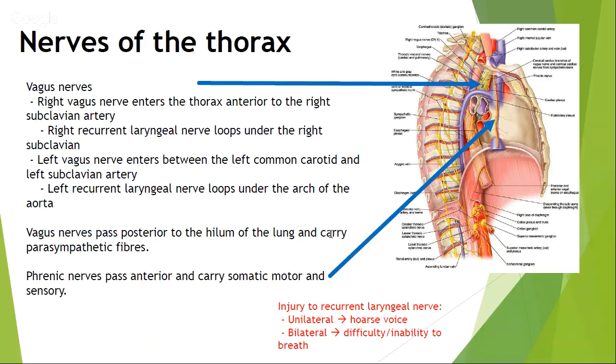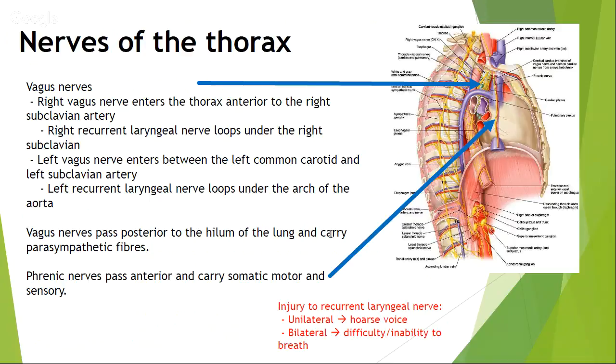Key nerves of the thorax are the vagus and phrenic nerves. The vagus nerves pass posterior to the lung roots, the phrenic nerves pass anterior. Your vagus nerves are carrying parasympathetic innervation, and they give off two key branches that you're concerned about in the thorax, which are the recurrent laryngeal nerves.